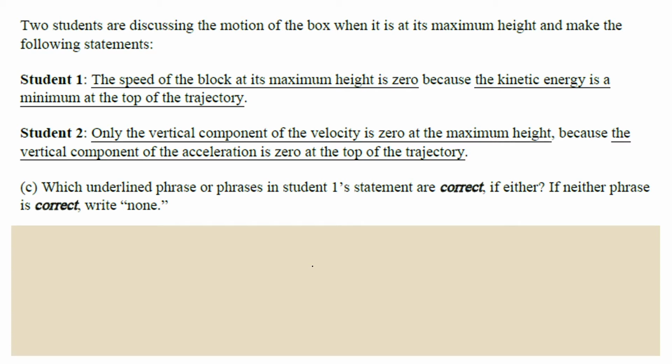You will, from time to time, come to a question where the kid only says one thing right and nothing wrong, or only one wrong thing and nothing right. Having said that, 99 times out of 100, like I said, it's one thing right and one thing wrong. We're starting with student 1 for part C and D. Part C says which underlined phrase or phrases in student 1's statement are correct. If neither phrase is correct, write none.